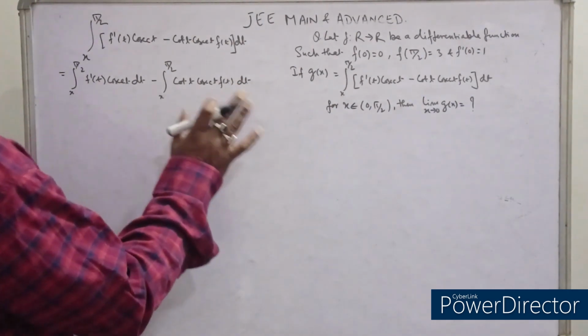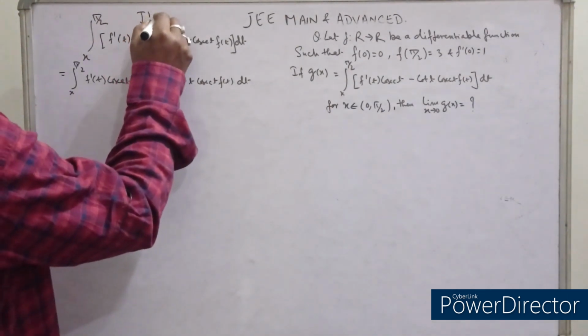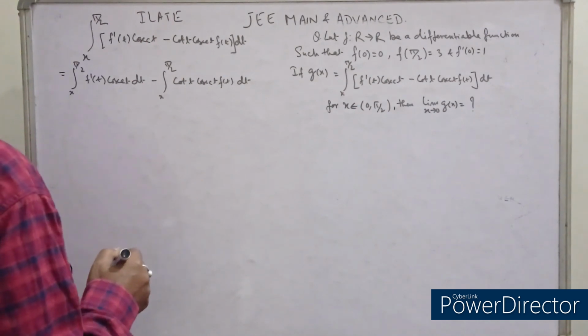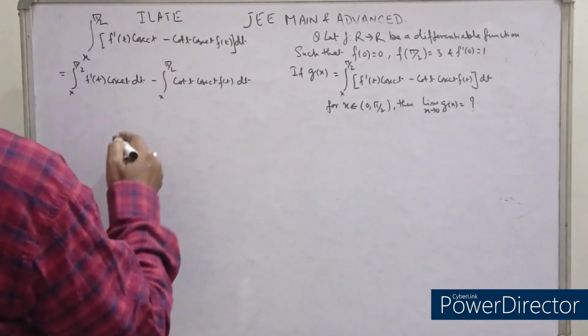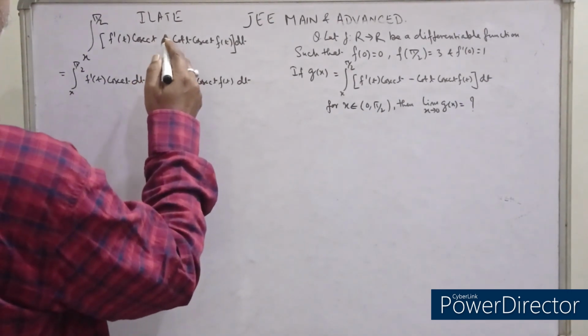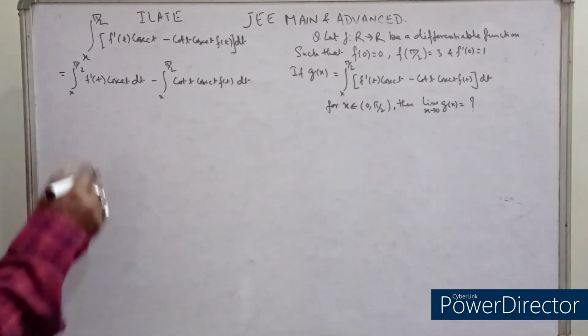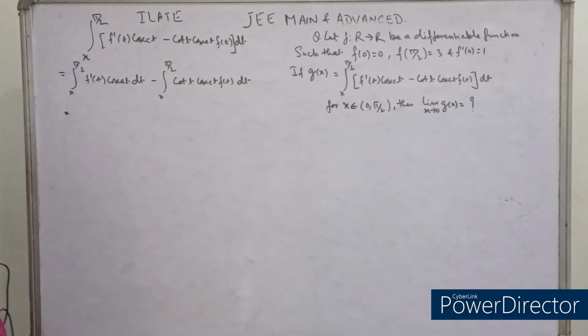I am going to keep this as it is, only I am going to expand this, and this is integration by parts. This is ILATE, so LAT. So here this is cosec t, and the function f dash t. So here I am going to apply the by parts rule. I'm going to expand this by parts.